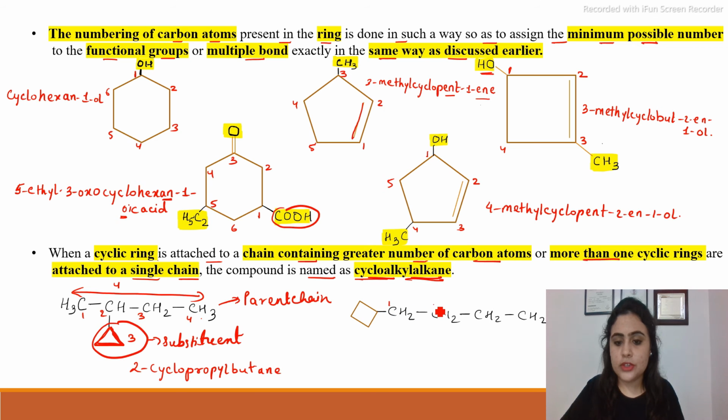So 2-cyclopropylbutane. Here at the 1 position and the 4 position, we have a cyclobutyl group. So here also the cyclobutyl will be named as a substituent. 1, 2, 3 and 4. So 1,4-dicyclobutylbutane.